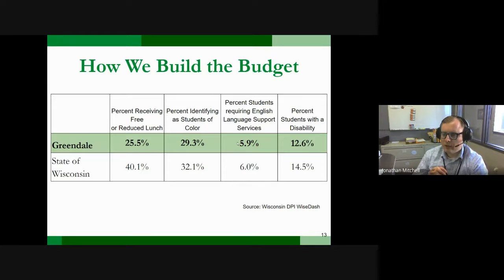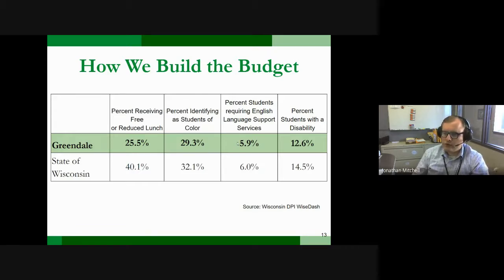Next in that budget building process is taking a look at how we compare to state averages in our student demographics, as well as looking through the lens of complexity of programming. So, from left to right, our students that are economically disadvantaged, we are just over a quarter, 25.5%, which is lower than the state average. The students that identify as students of color, we are at 29.3%, and the state average is 32.1%. So, a reflection of the diversity of our school community.